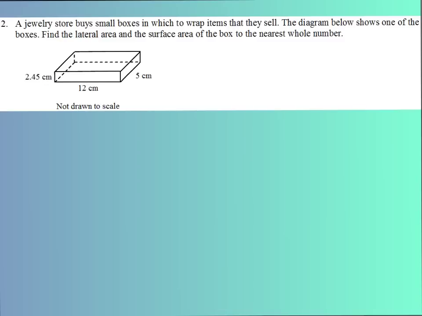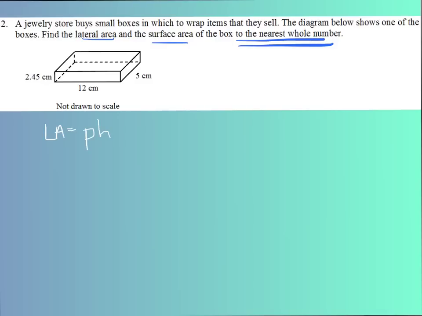This next problem is talking about a box that we need to wrap so that this jewelry store can sell it. It gives us a diagram and then asks us to find the lateral area and the surface area of the box to the nearest whole number. So first we need to start out with lateral area.